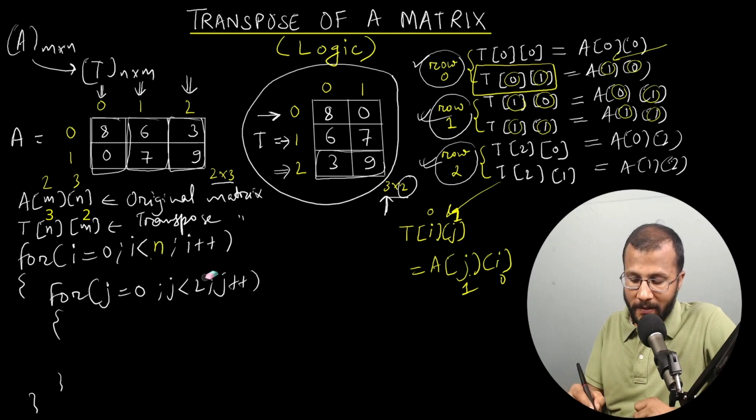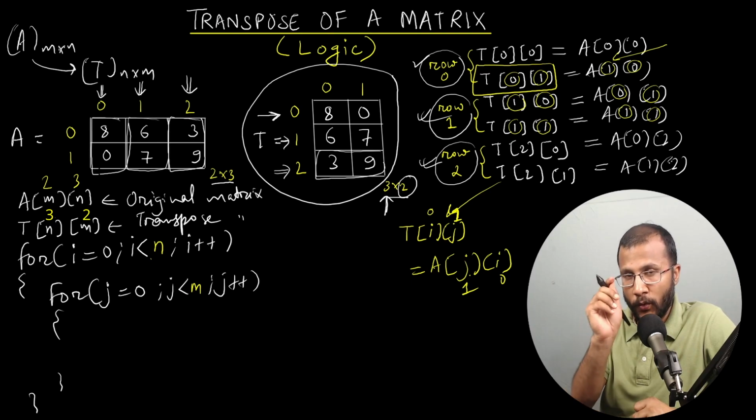And what is the column size of the transpose matrix? The column size of the transpose matrix is nothing but the row size of the original matrix. The row size of the original matrix was M, which is 2. So here I'll write M. So if M cross N is the dimension of the original matrix, this outer loop will run up to N and the inner loop will run up to M.